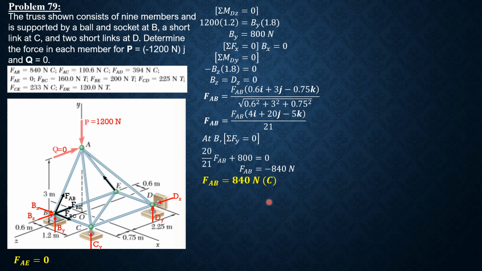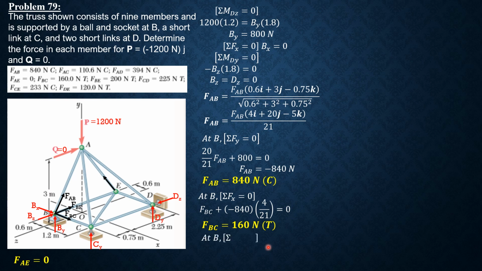Then we sum up forces along X equals 0. Take note Bx is 0. So FBC, positive, plus the X component of FAB. The X component of FAB is FAB, which is negative 840, times 4 over 21. So FBC plus negative 840 times 4 over 21 equals 0. So FBC is 160 newtons tension.